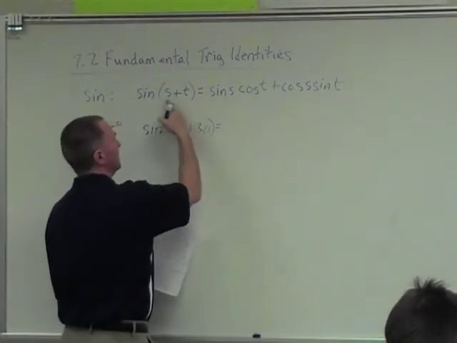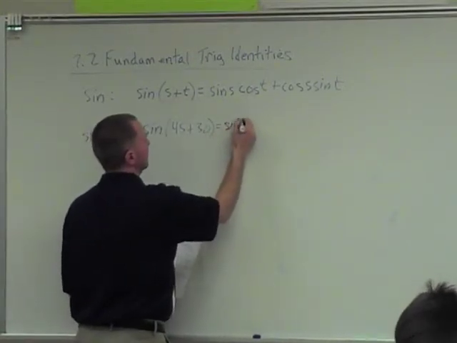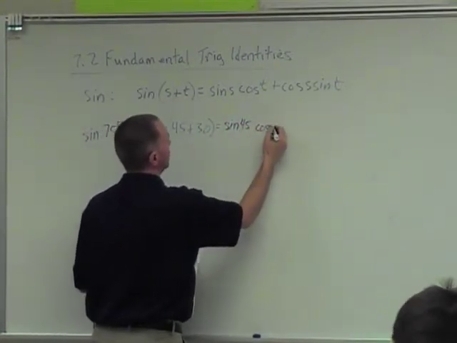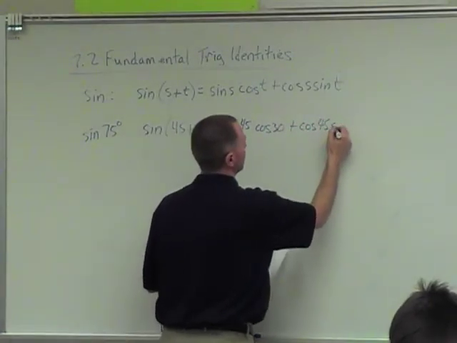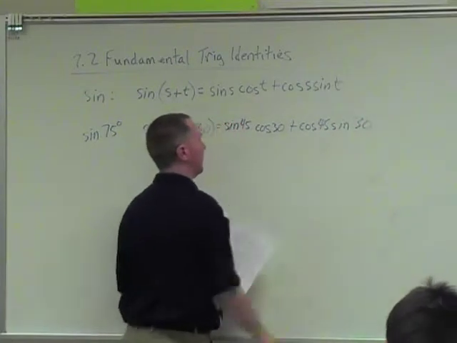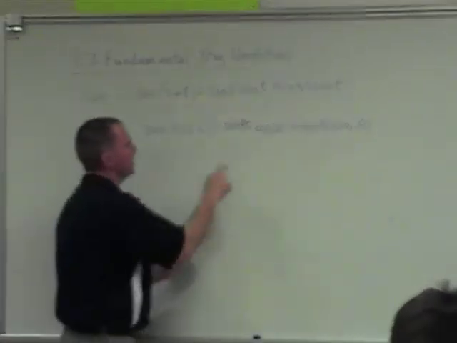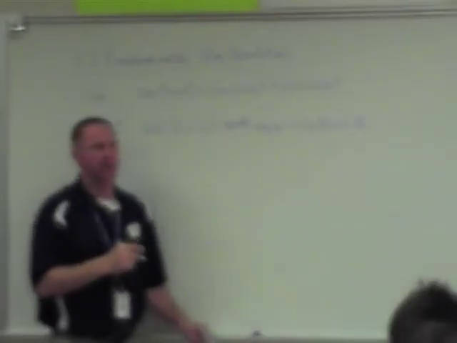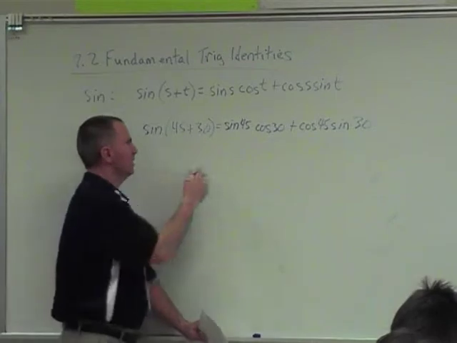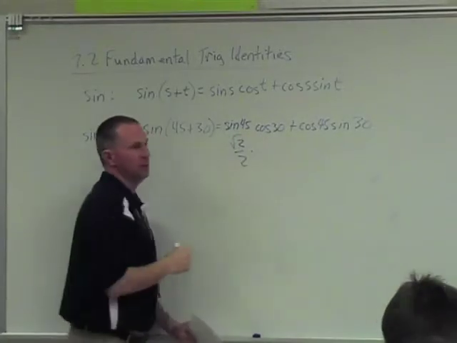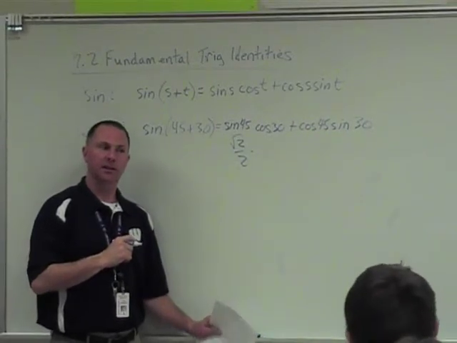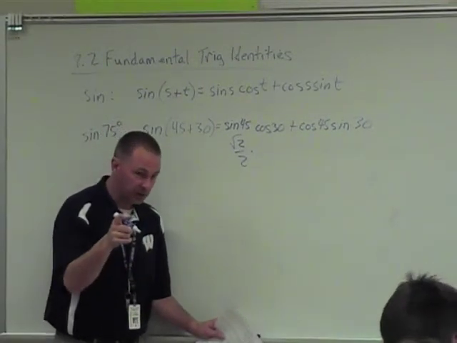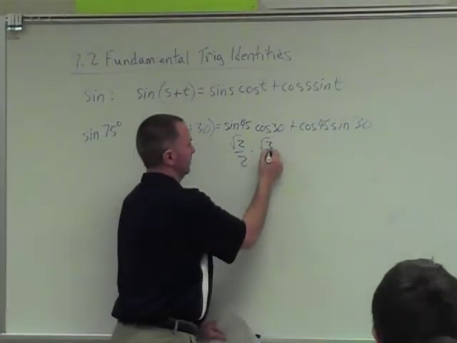So now you just plug these into the positions. So the sine of 45 degrees times the cosine of 30 degrees plus the cosine of 45 times the sine of 30. And you should know what each of those are. Again, this is where the unit circle comes into play. What's the sine of 45? What's the y value of 45 degrees? Radical 2 over 2. What's the cosine? The x value at 30 degrees. Yeah, radical 3 over 2.